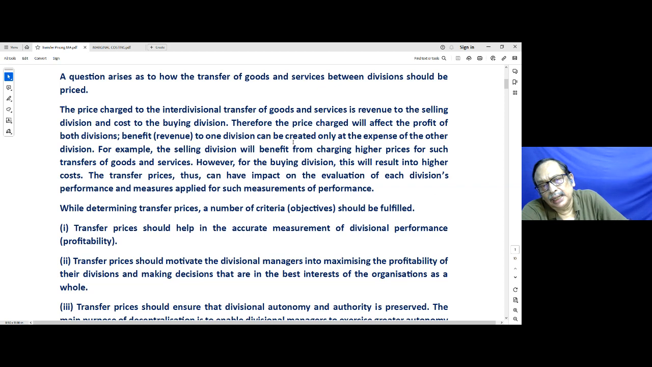Now, basically, at the time of determining the transfer prices, a number of criteria or objectives should be fulfilled. Because from transfer pricing, you will have both theoretical as well as practical questions. And if you do not understand the basic perception involved in transfer pricing problems, you are not in a position to solve the problems that will be given in the examination. So you have to understand the basics and apply these concepts for solving the problems.